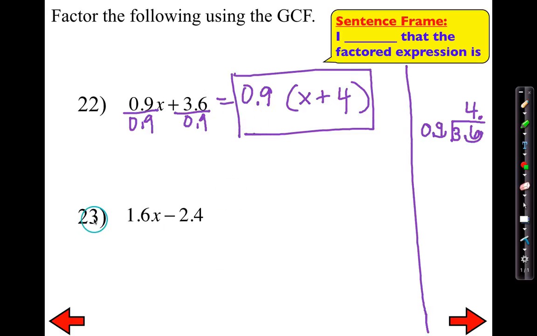Now let's try number 23. So here I'm just going to think of it as a 16 and a 24. Between 16 and 24, I'm definitely thinking I can factor out an 8.